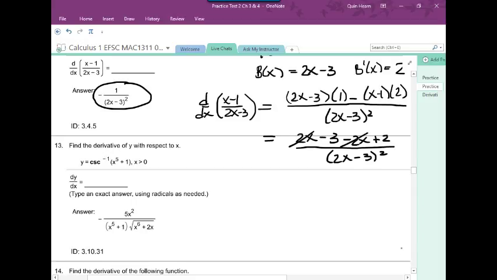All right, and I think I'm going to have to stop there because I don't think 5 minutes is going to be enough to get through number 13.